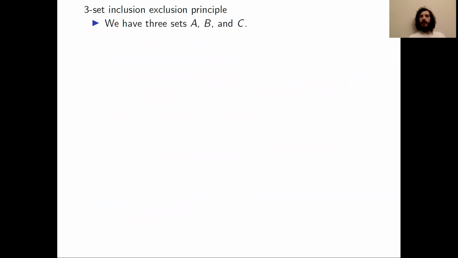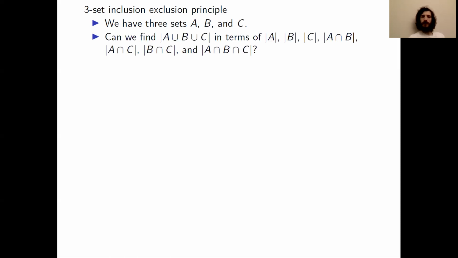Now that we did a few examples with two sets, let's move on to the three-set inclusion-exclusion principle. For three sets, we'll name our sets A, B, and C. And our goal here is to find a formula for the cardinality of A union B union C in terms of the cardinalities of A, of B, of C, of A intersect B, of A intersect C, of B intersect C, and of A intersect B intersect C.